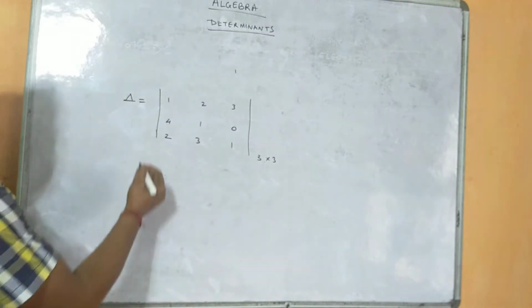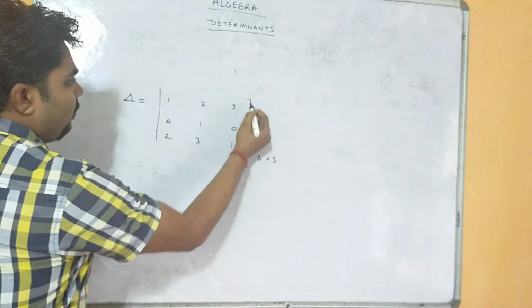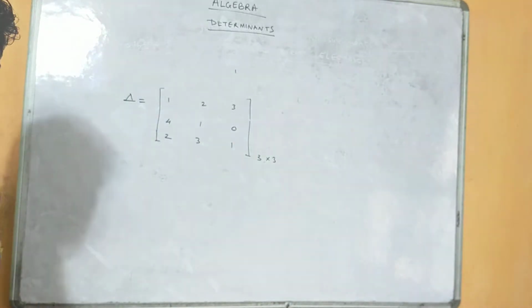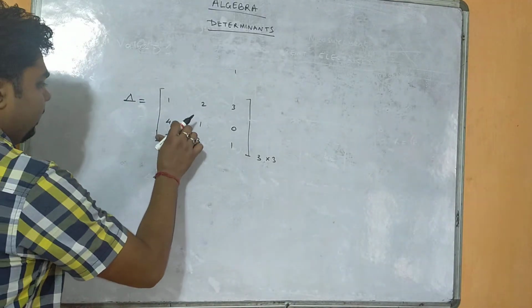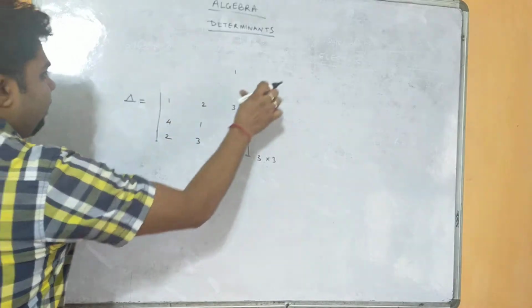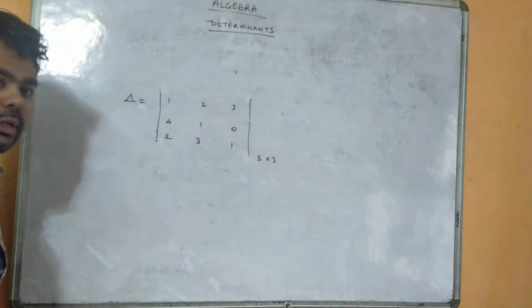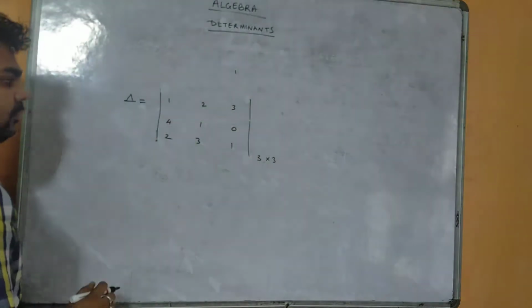And make sure a determinant is denoted by parallel lines. If you make this with third brackets, then it becomes a matrix, and its properties are different from those of a determinant. So we write parallel lines to indicate this is a determinant question, not a matrix question. If it is a matrix, then it will be in third brackets.